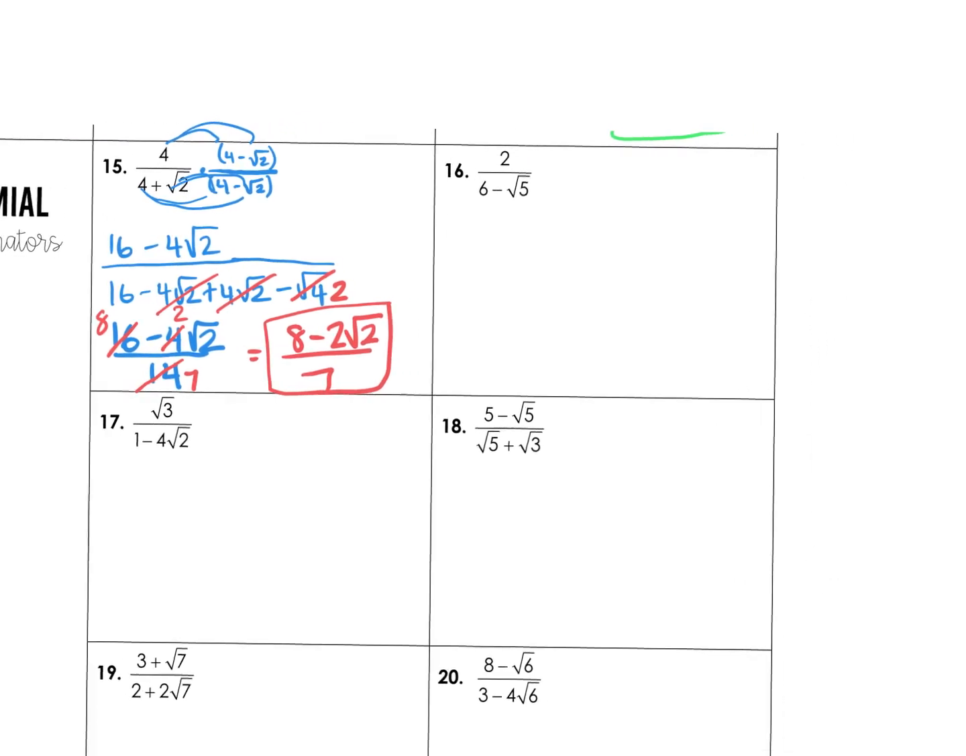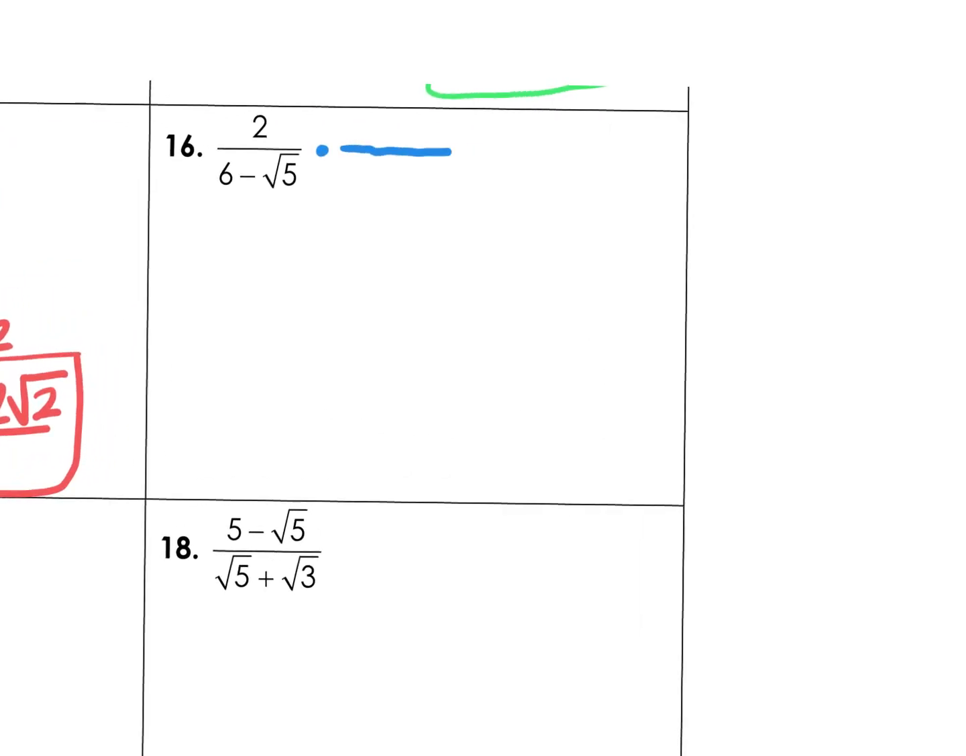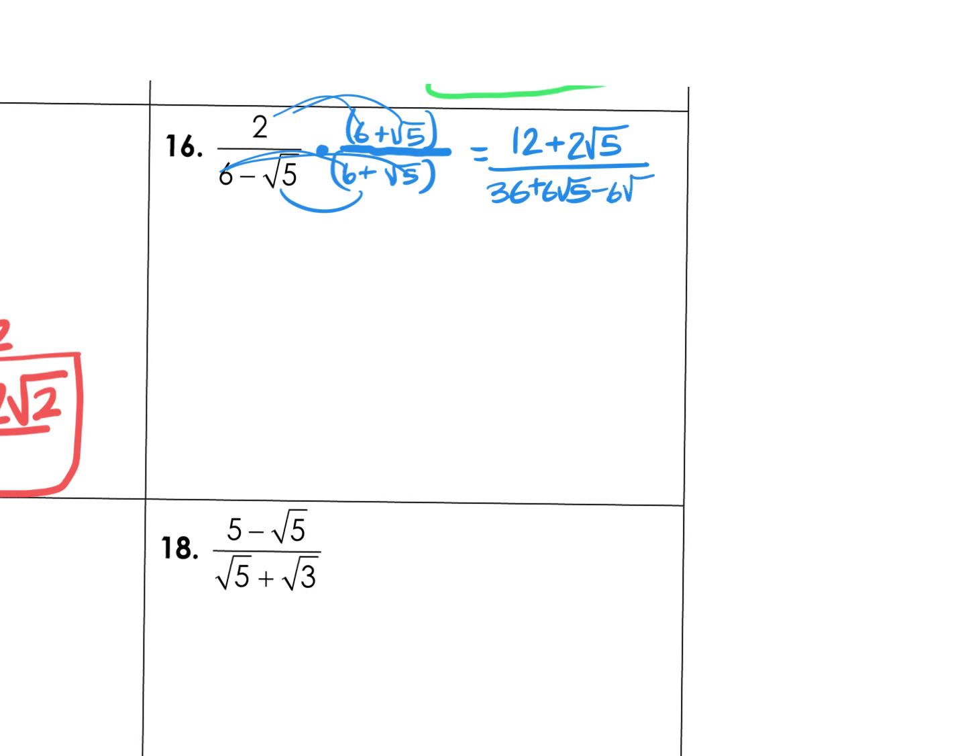So let's take a look at that for number 16. Multiply the top and the bottom by the conjugate. 6 minus the square root of 5, 6 plus the square root of 5. So 2 times 6 and 2 times the root of 5 is 12 plus 2 root 5. The bottom is 6 times 6, which is 36, plus 6 root 5, minus 6 root 5, minus the square root of 25, which you guys know is 5.